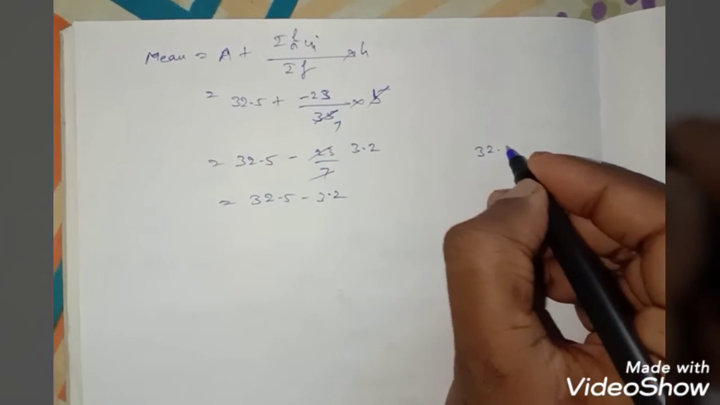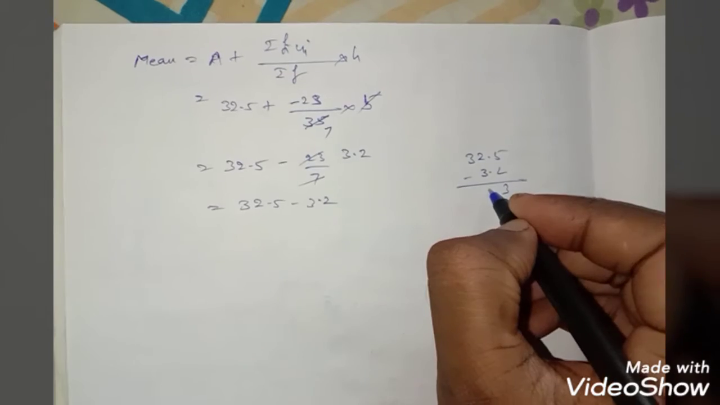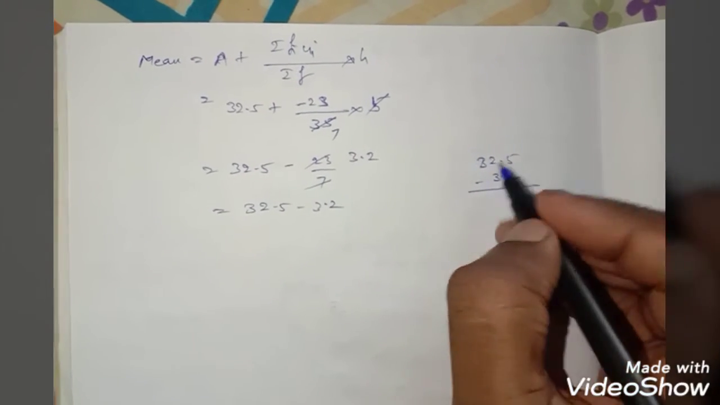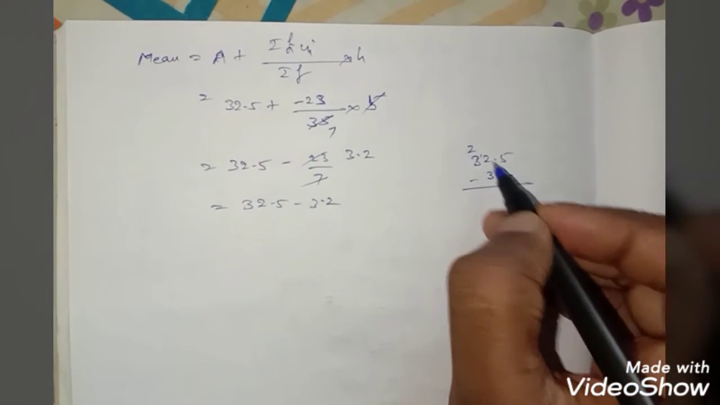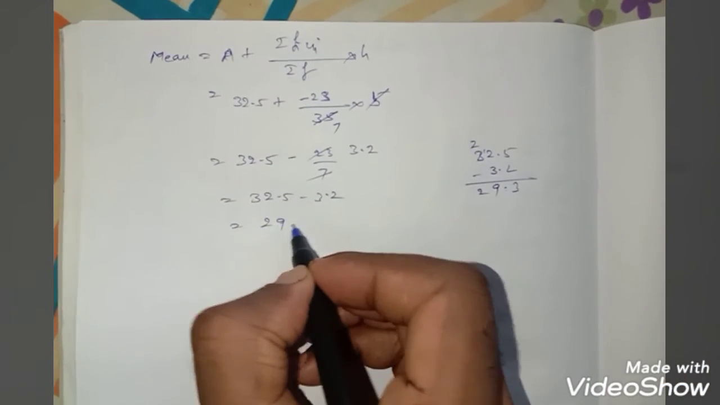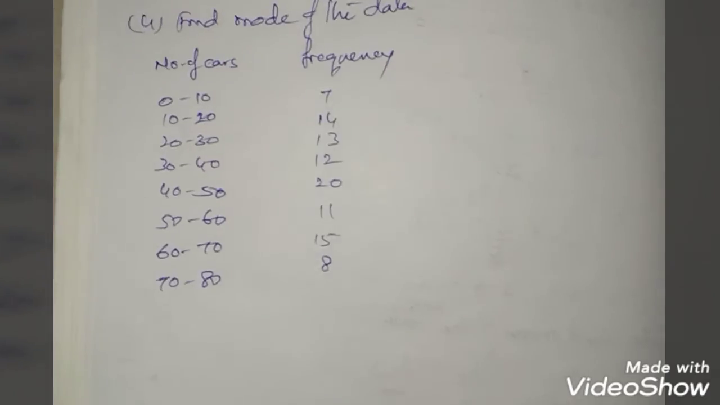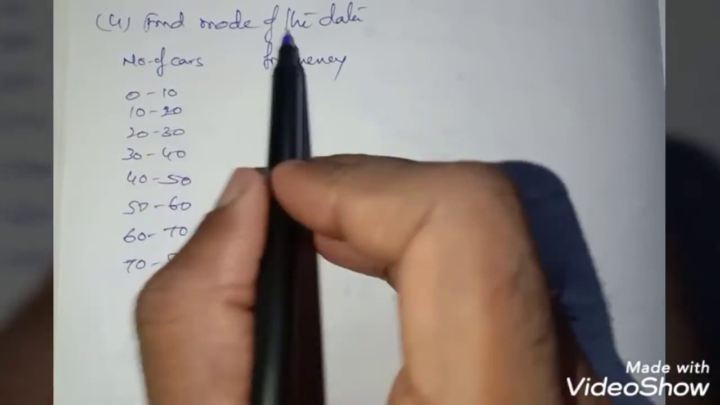Now if I subtract 32.5 minus 3.2, here 3, here 2, 12, 12 minus 3 is 9, here 2, so you will get 29.3. So like this you are finding your mean value. Okay, so next, fourth problem, find mode of the data.